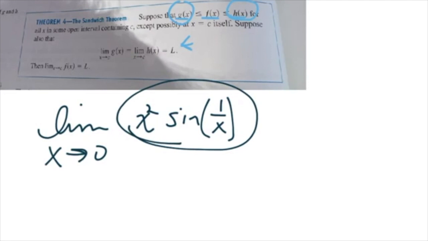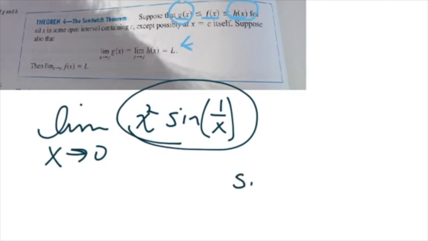So the one that always comes up, and I always tell my kid, look, this one's a classic. It's called x squared sine of 1 over x, and they say, okay, find its limit. And so when you set this one up, think about x squared sine of 1 over x.